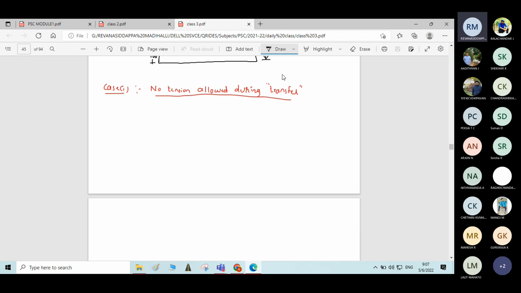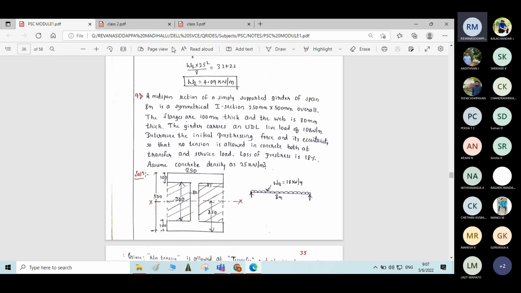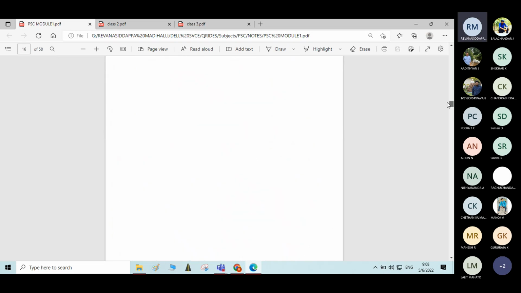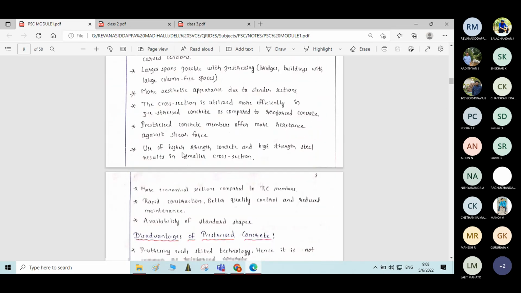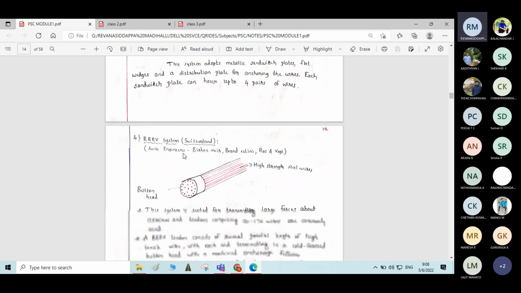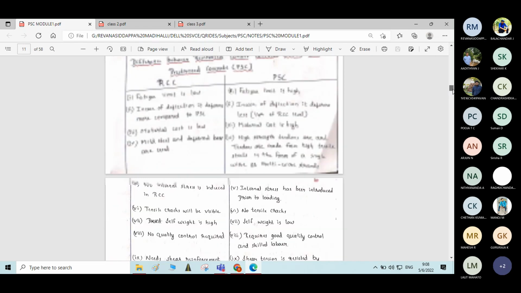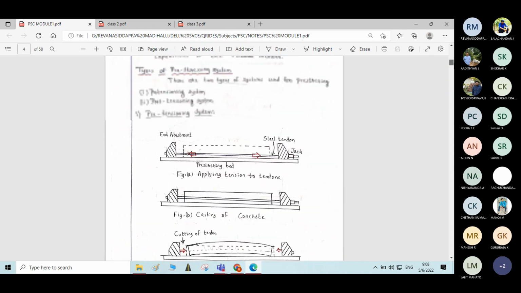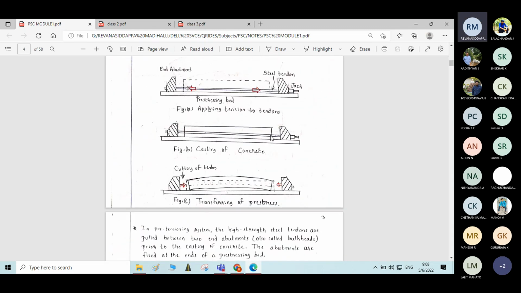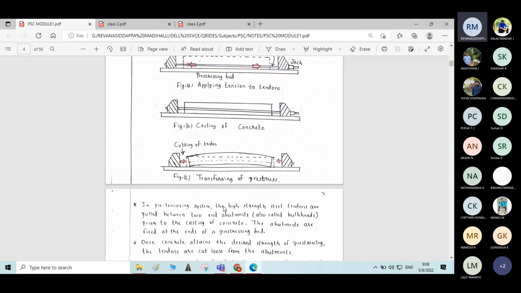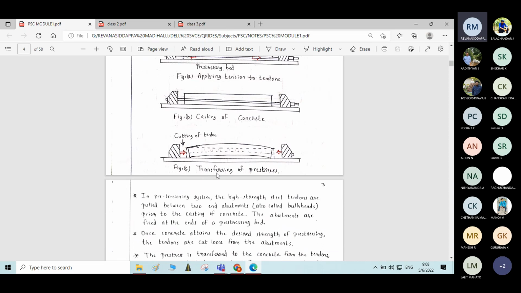And one more thing, let me go to the starting, that is the introductory part of the model. Here, same thing I explained before. The tendons will be stretched and the concrete will be placed. After that, the tendons will be cut at the ends so that pre-stress will be transferred to the beam. Okay. See here, you can see transferring the pre-stresses.